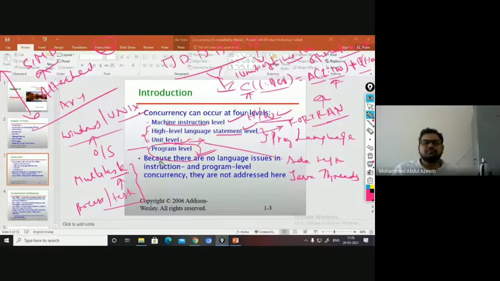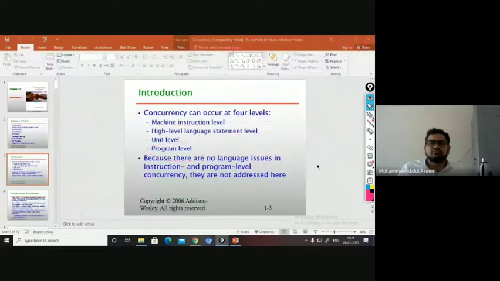And then the unit level, majorly, is going to be achieved in many of the languages that we will see, through Ada or Java and others. So instruction level and program level, you can majorly achieve at the hardware. So we are not discussing those two things, but rather the other two in detail.